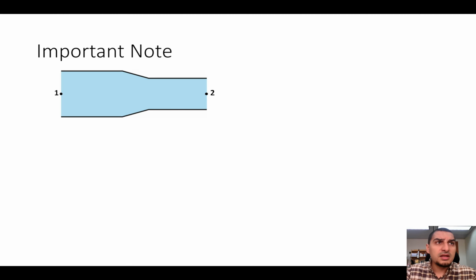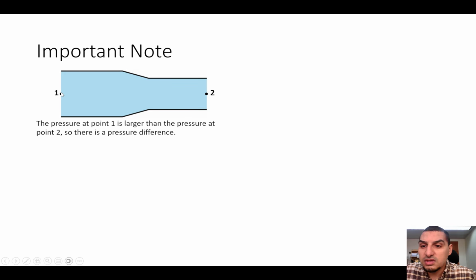And let's say that this is a frictionless flow, so there are no viscous losses, and we see it's the same height. There is no pump, there is no turbine, so there are no pressure losses. But because the area at 1 is larger than the area at 2, the velocity at point 1 is smaller than the velocity at point 2. So the kinetic energy here is higher.